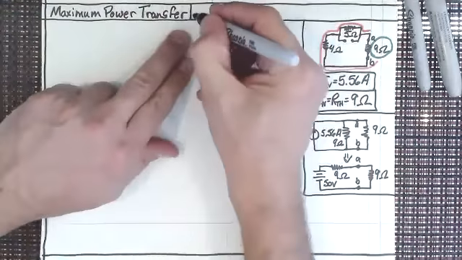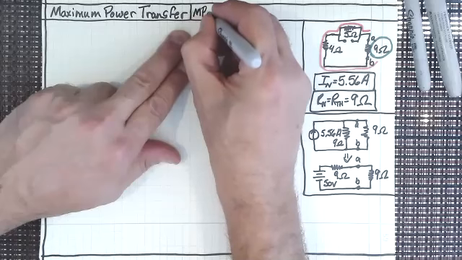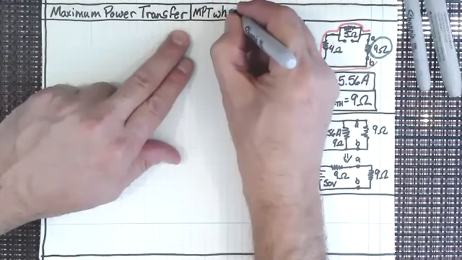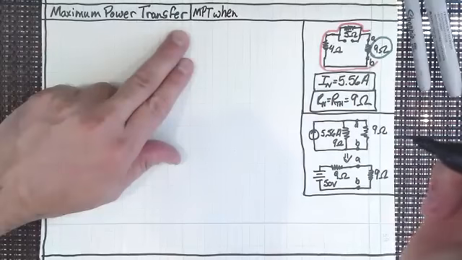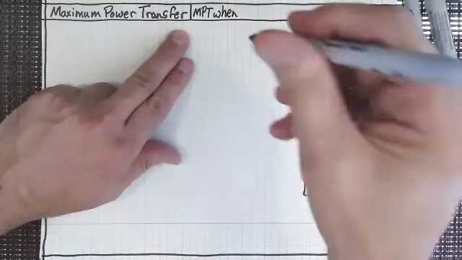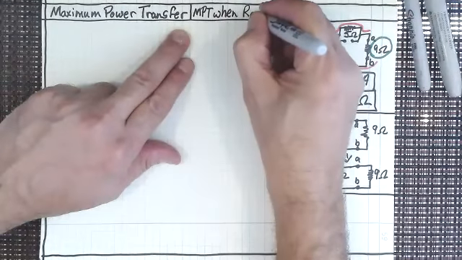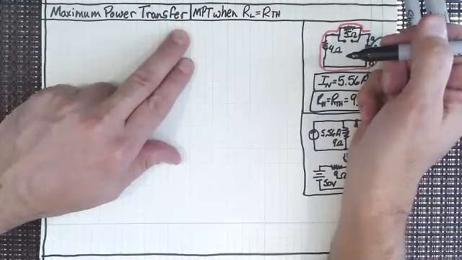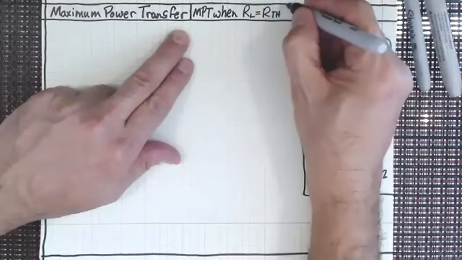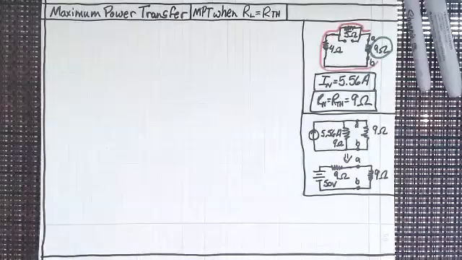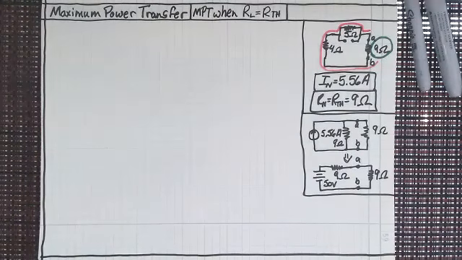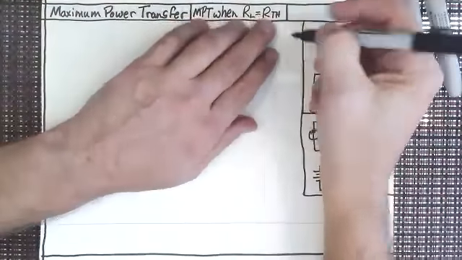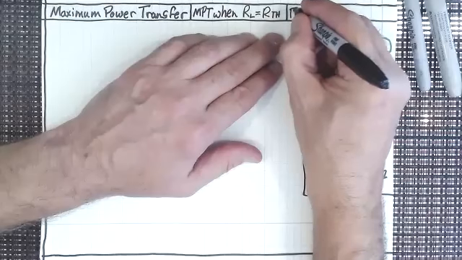So we get maximum power transfer when R sub L equals R sub Thevenin's, right? Now you're probably saying to yourself, how do I prove this? I'm going to prove it both mathematically, but I also want to prove it conceptually too.